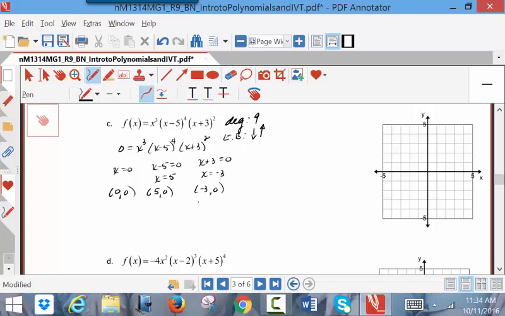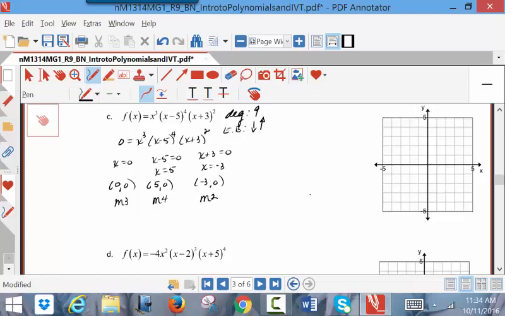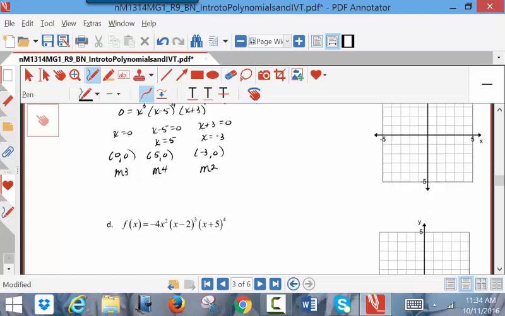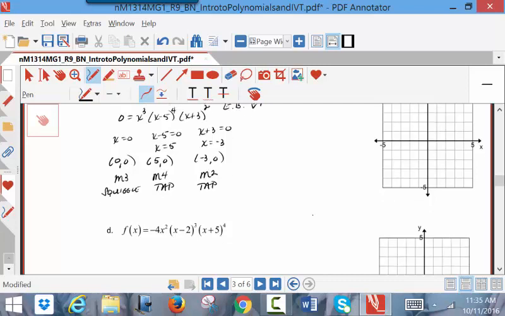Okay, so what is the multiplicity of my 0 at the origin? Multiplicity of 3. What is the multiplicity of 5, 0? And the multiplicity of negative 3, 0. Here we go. Cross, squiggle, or tap. The origin, is it cross, squiggle, or tap? It's a squiggle. Multiplicity of 4? Tap. All even multiplicities tap, and a multiplicity of 2 will therefore tap.